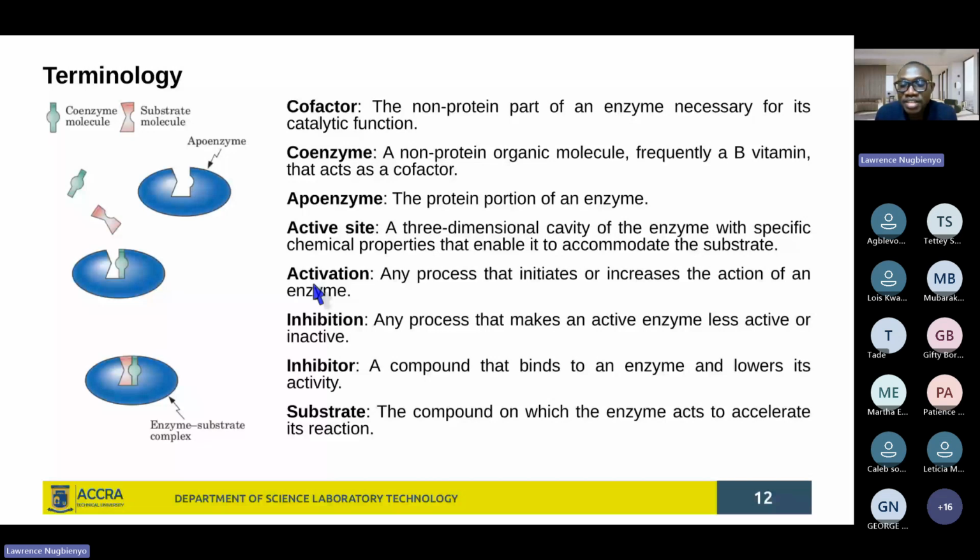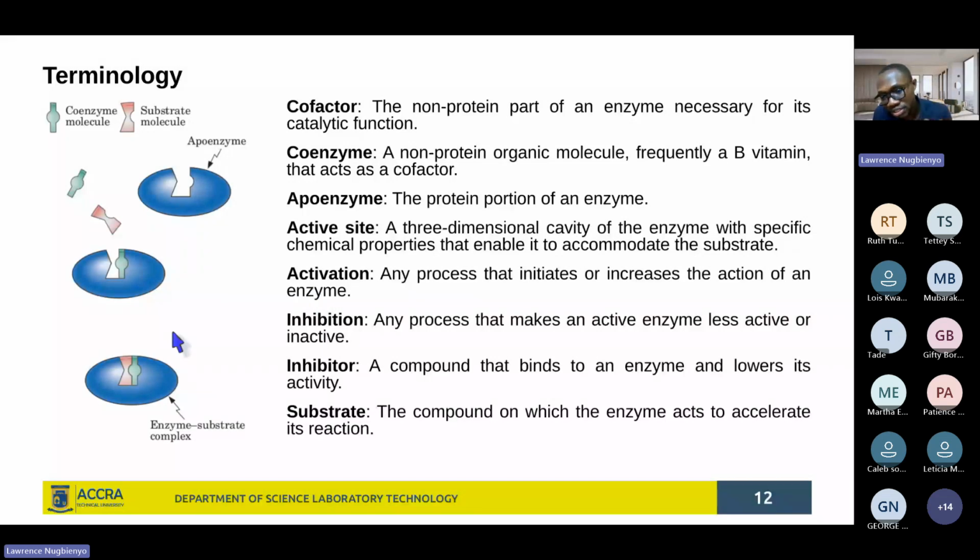Then we have the process of inhibition, which is the opposite of activation. So any process that is going to render an enzyme inactive so that a reaction completely stops and no longer occurs, or maybe just decreases the activity of the enzyme, so it reduces the rate of the reaction. That is inhibition. And a compound that will do that is an inhibitor. So an inhibitor is the opposite of an activator.